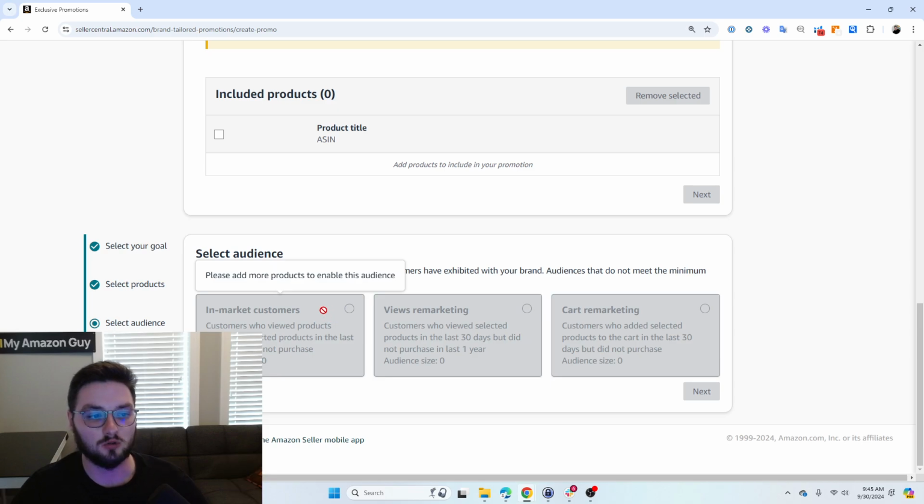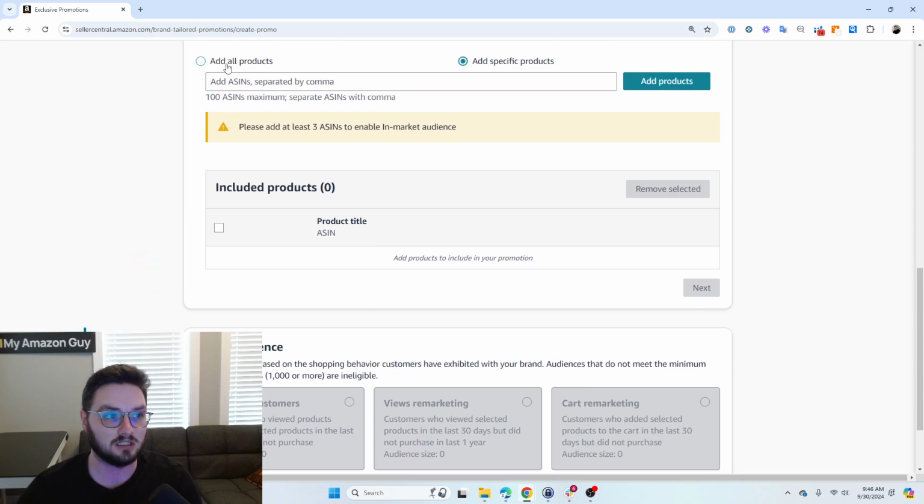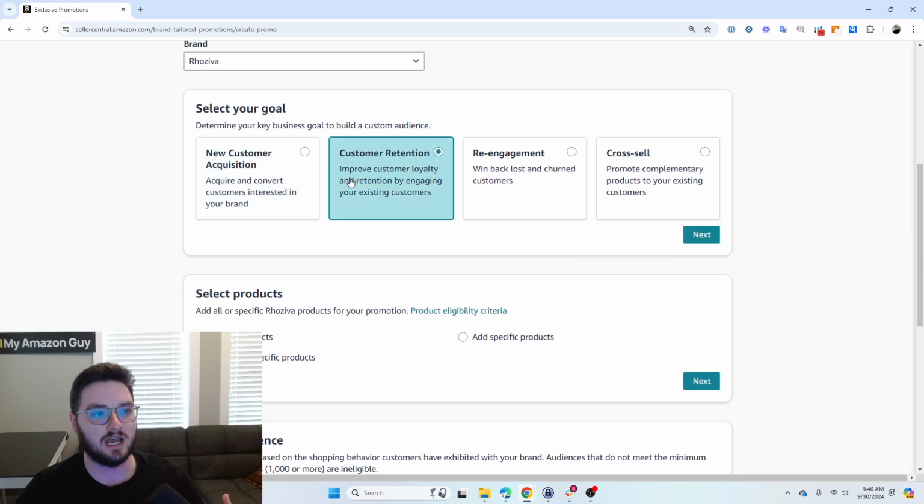It's, again, people who viewed, but this is in the last 7 days. So both of these are similar to what they were doing with the brand-tailored coupons, where you could be doing the 7-day and the 30-day on brand-tailored coupons rather than just the 90-day that we typically have with the brand cart abandoners. Now, next, we have customer retention.